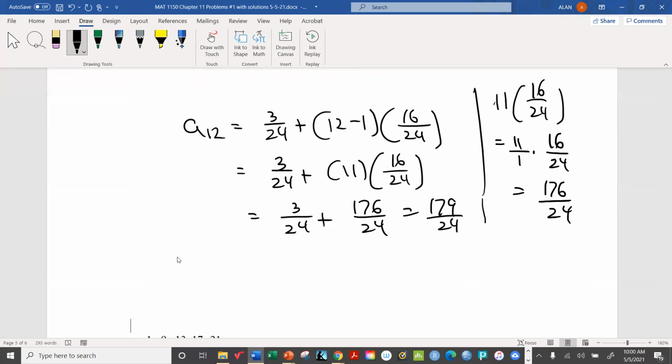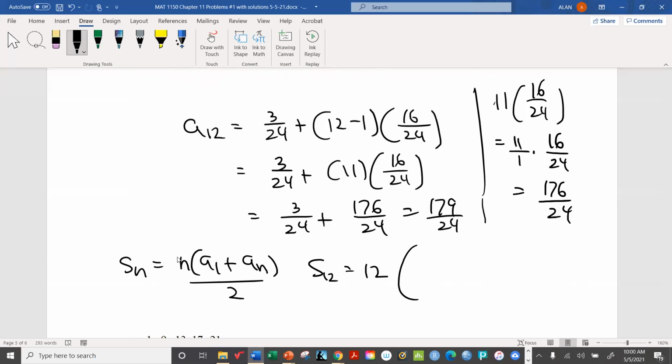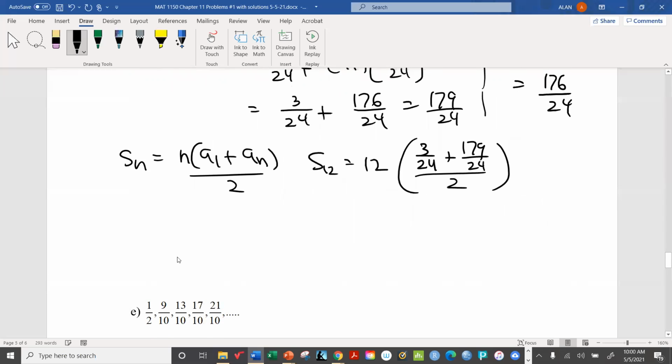And then so S12, of course, we're very familiar with this now, is equal to 12 times. So the first term, if you recall, was 3/24 or 1/8. The last term is 179 over 24. Yeah, so you can see it's getting a little challenging here. In the numerator, we have 182 over 24. In the denominator, we have 2.